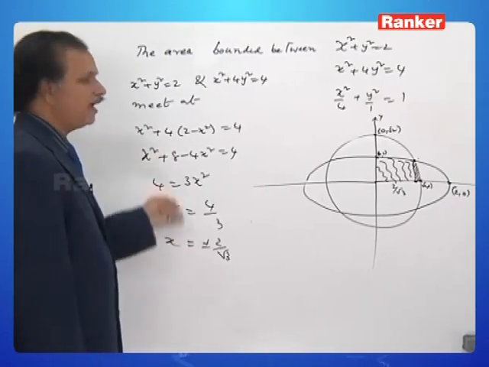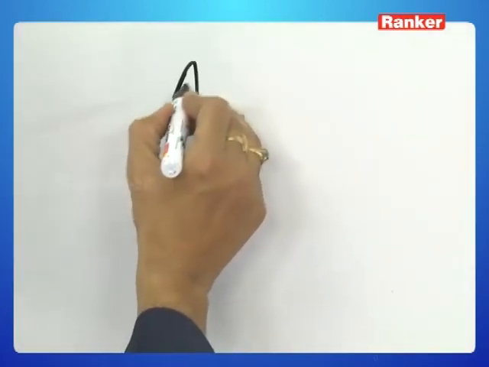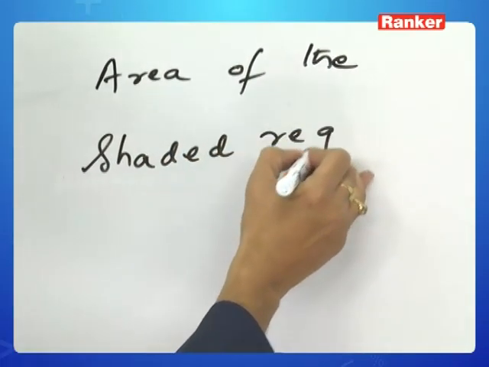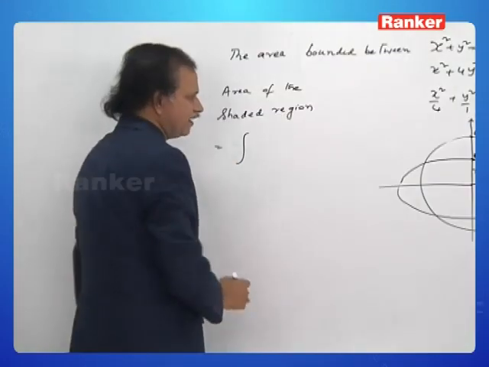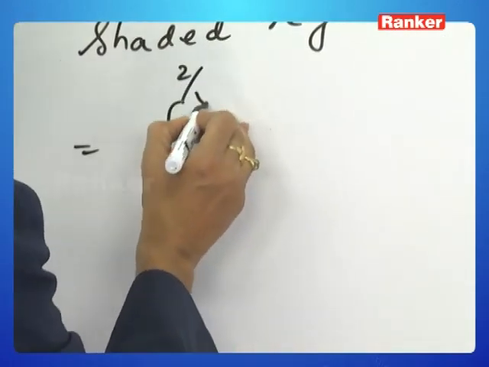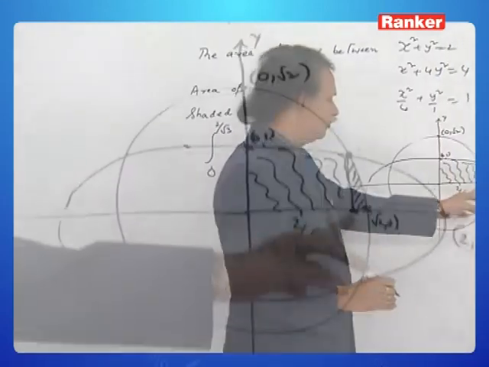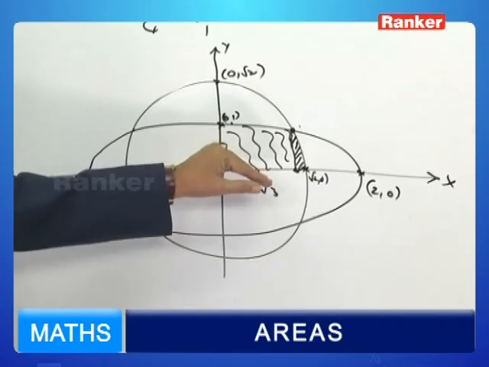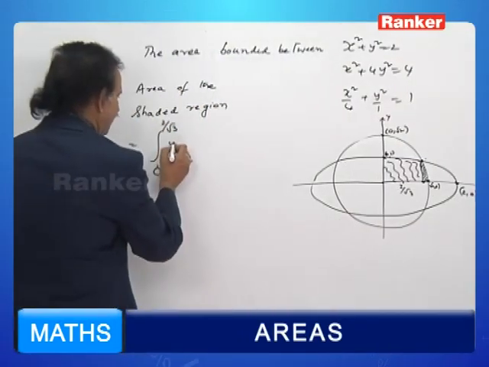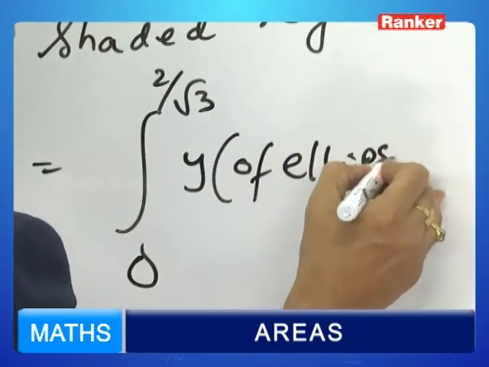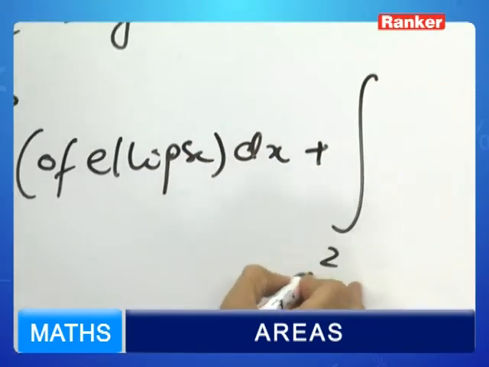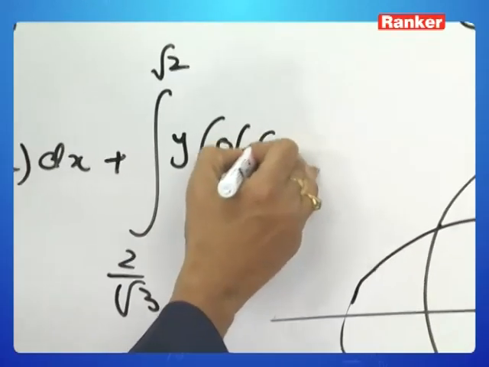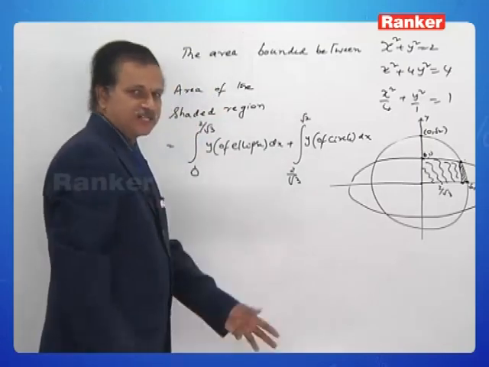Yes, please follow this. I would like to remove this. Area of the shaded region is equal to the very first part, integral 0 to 2 by root 3. In this region, we move under the curve. What is that curve? Ellipse or circle? Ellipse, isn't it? Y of ellipse dx plus integral 2 by root 3 to root 2, y of circle dx. Isn't it? Yes, of course.